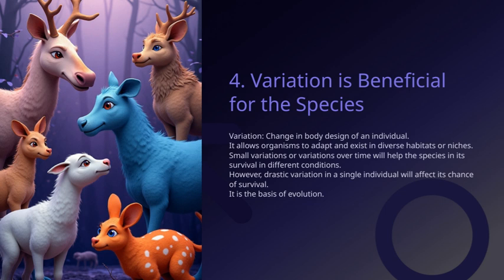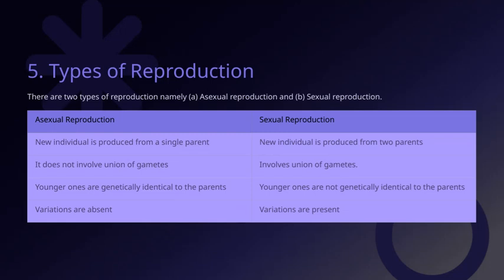over generations. Ultimately, variation is beneficial for the species as a whole, helping it adapt and persist in a constantly changing world. Now, let's explore the two main types of reproduction.